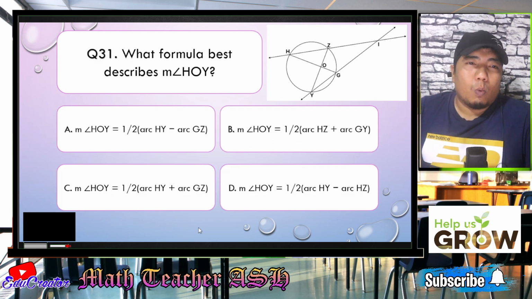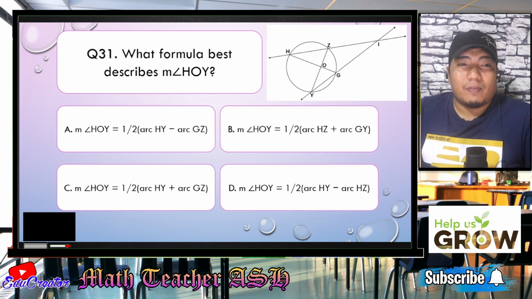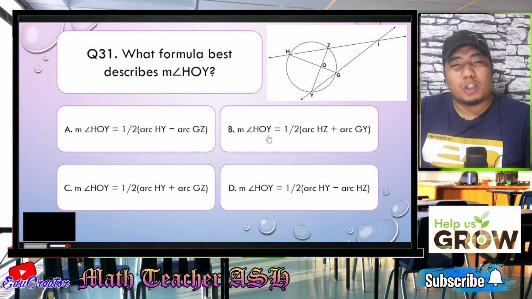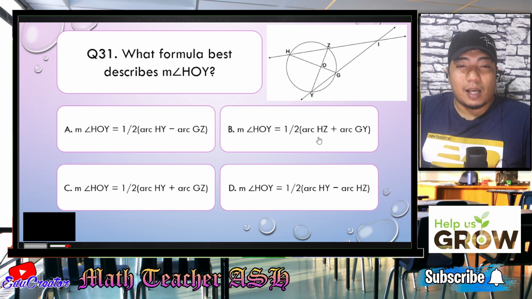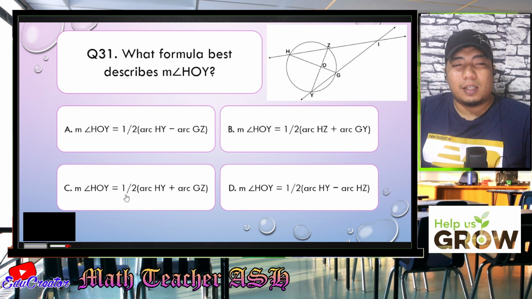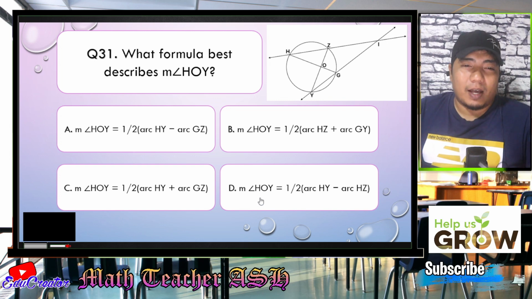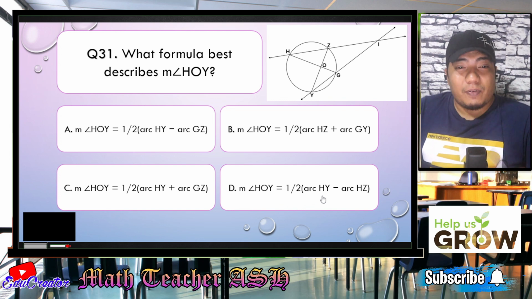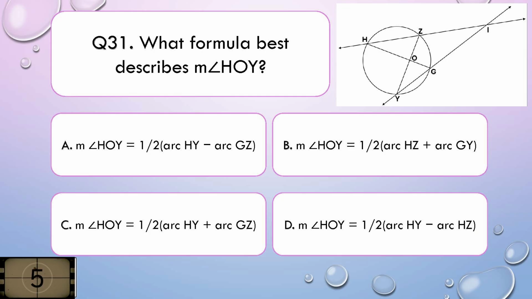Question number 31. What formula best describes the measurement of angle HOY? Alright, this one is an angle inside the circle. A, angle HOY is equal to 1/2 the arc HY minus arc GZ. B, the measurement of angle HOY is equal to 1/2 the sum of the arcs HZ and GY. C, the measurement of angle HOY is equal to 1/2 the sum of arcs HY and GZ. Or D, the measurement of angle HOY is equal to 1/2 the difference of HY and HZ. I'll give you 5 seconds to think about your answer.